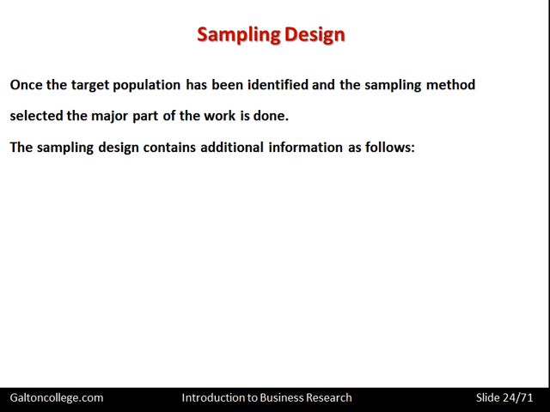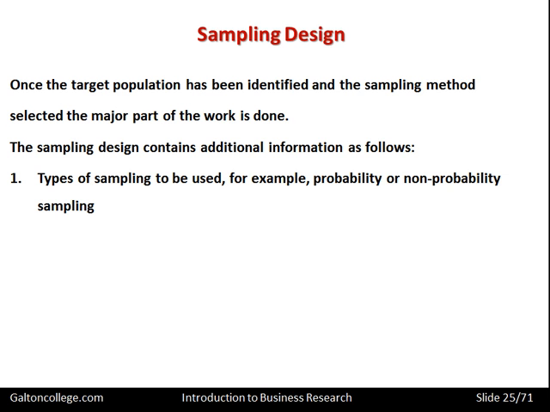Now, the sampling design contains additional information, however. Types of sampling to be used, for example, probability or non-probability sampling. Now, probability sampling means that the respondents have been selected according to some probability method. Perhaps all the respondents within the target population were given a number, and then numbers were taken out of a hat randomly. That would be probability sampling. And actually, that's probably the best way of getting a sample which is not biased.